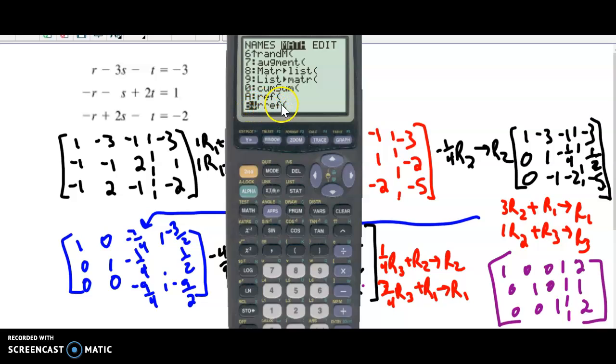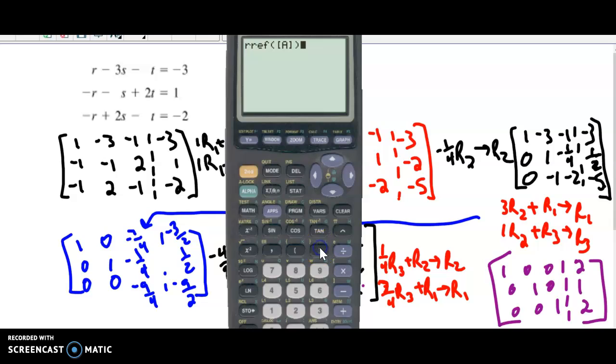Row reduced echelon form. And I would like my row reduced echelon form to be matrix A. So once I select row reduced echelon form, I go second matrix, and then I pick whichever matrix I want, which obviously, the only matrix I have anything entered in right now is A.